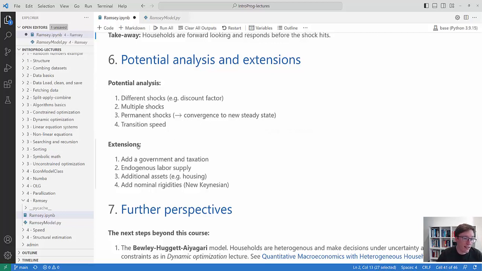You can also begin to extend the model. You can add a government, taxation. You could endogenize the labor supply decision. That would mean that now there's a further optimization for labor supply, and that needs to be matched all the time. That could mean increasing the equation system to having 3 instead of 2 elements per period. You could begin to add additional assets, housing into the model, add nominal rigidity, so have a New Keynesian perspective, and these are things that are possible based on the code here.